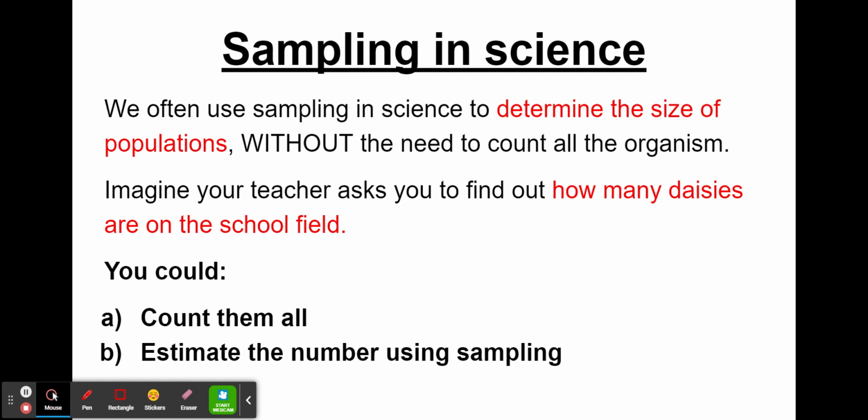Now, what I mean by that is imagine your teacher sends you out onto the field. The field would be the complete area, or the habitat, and I want to know the population of daisies on the field. So I want to know how many daisies there are in total on the field. You could go out and count them all. Now, that would take you a very long time, but you could also estimate the number using sampling.